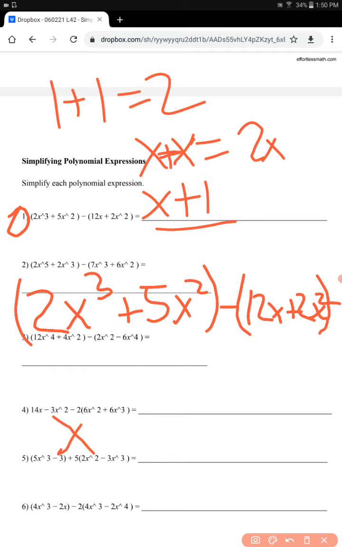Similarly, x to the power of 3, plus x to the power of 2, plus x, plus 1. These are all different terms because they're raised to a different power. This one is being raised to the power of 3, this one to the power of 2, this one to the power of 1, and then this one doesn't have any power at all.